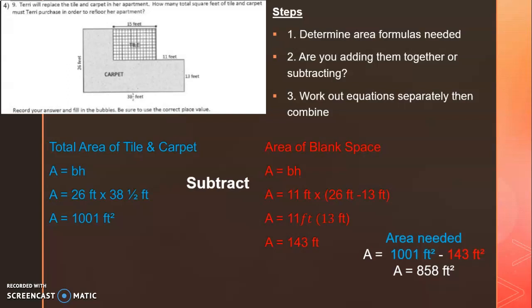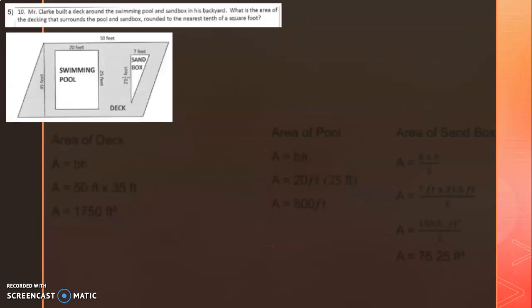Okay, if you have any questions, let me know. That's how you solve number 4. Okay, so now I move on to number 5.